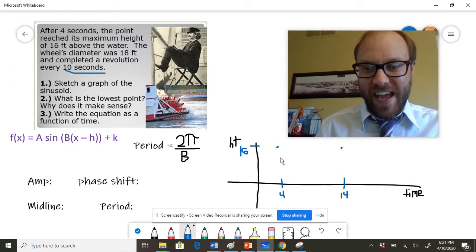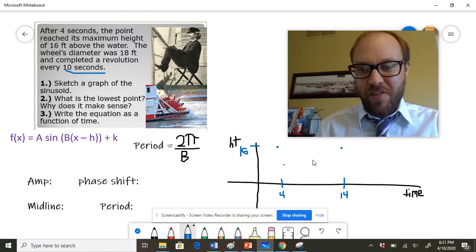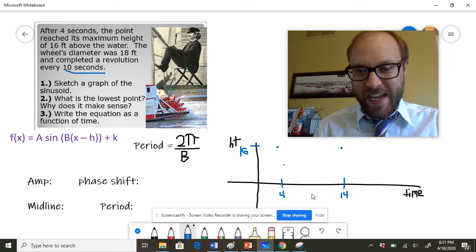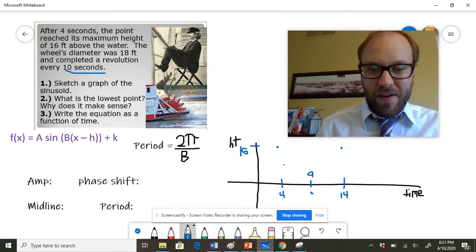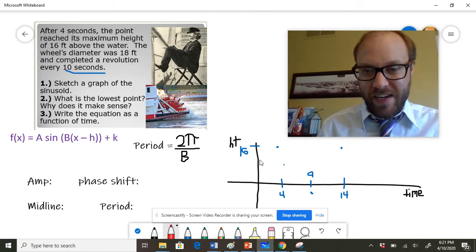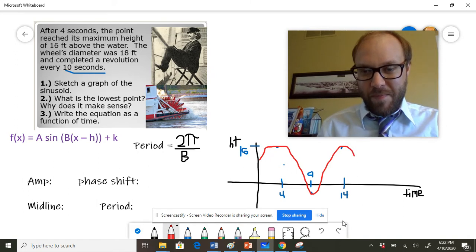So if it reaches a height of 16 feet out of the water, that means it has to dip 2 feet below the water. So this sinusoidal function should reach its low point, 2 feet below the water, exactly at the halfway point between 4 and 14, which, by the way, would be at a coordinate of 9. And so now if you draw a picture of your graph, we've got this sinusoidal function that's basically doing this kind of thing. That's not my best drawing ever.